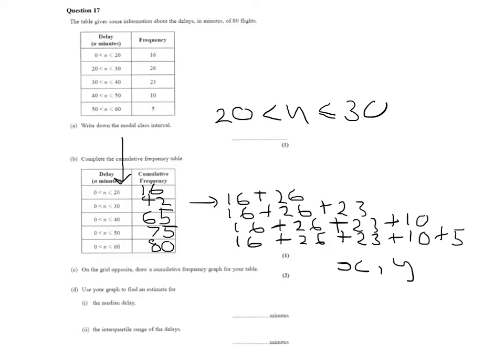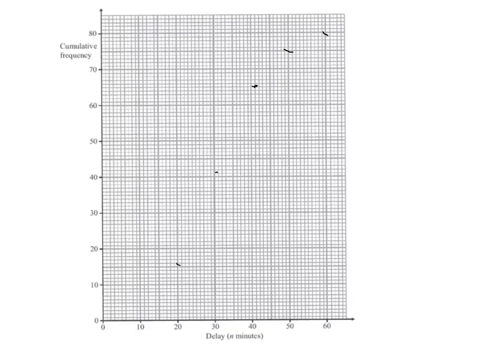So our first point will be 20, and then the cumulative frequency is your y. So it'll be (20, 16), and the next one will be (30, 42), and so on. So when I plot these points, you'll see that they come from plotting the end of the interval with the cumulative frequency. So you can see I've marked in the points, so we've got (20, 16), (30, 42), (40, 65), (50, 75) and (60, 80). So we now need to draw a smooth curve through those points, which I'll now do.